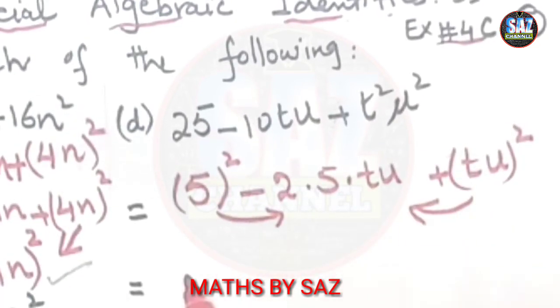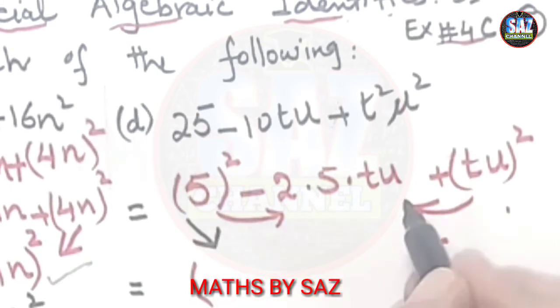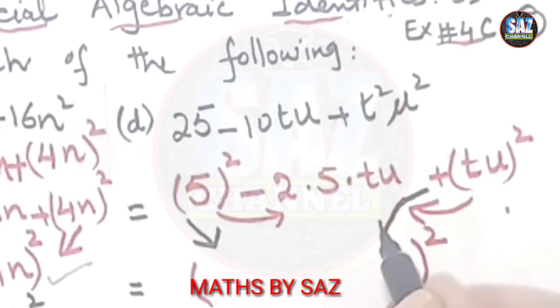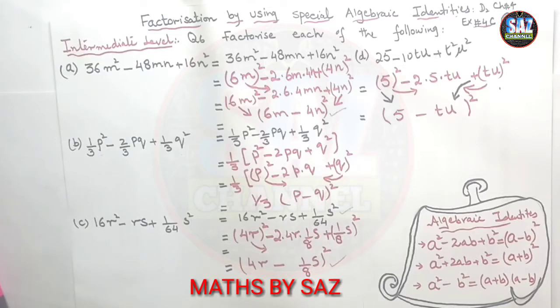Now I have to write it in form of a minus b whole square. For that purpose, we will be taking a from the first place and b from the second place, that is 5 minus tu whole square. I hope you are clear about this question. For next difficulty level, please catch me in the next class.